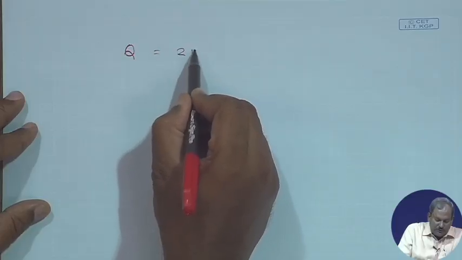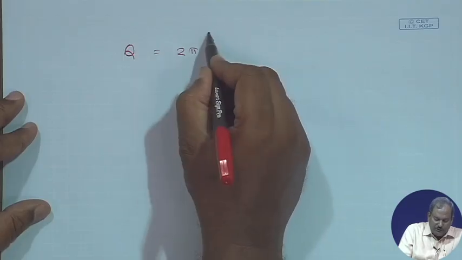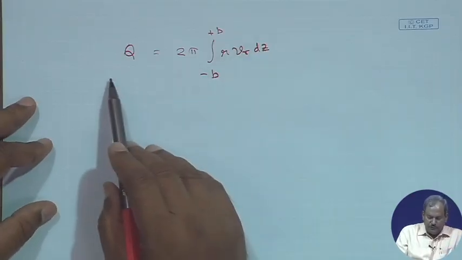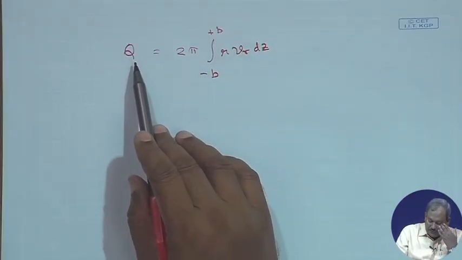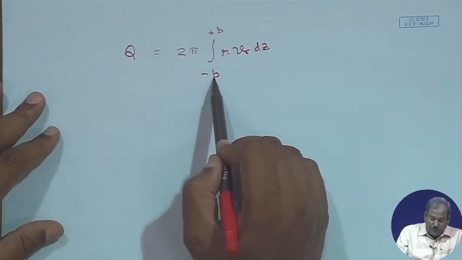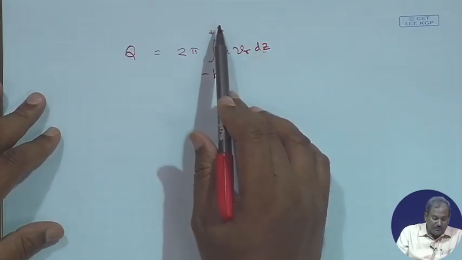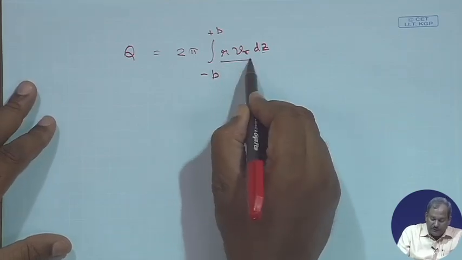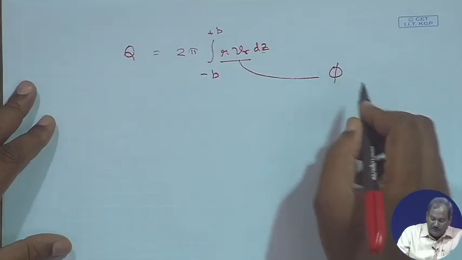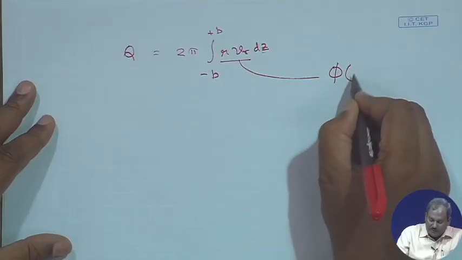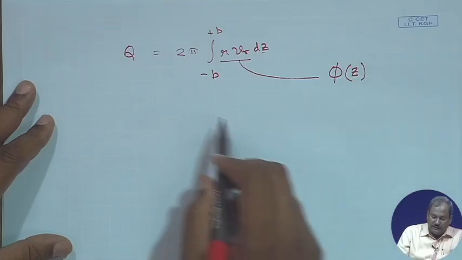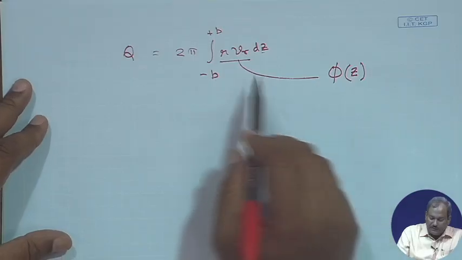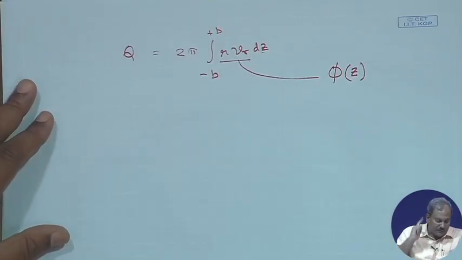So, the flow rate would simply be twice pi, integral from minus b to plus b, r Vr dz. So, this is the area averaged volumetric flow rate, where dz varies from minus b to plus b, and r Vr is simply equal to phi from our equation of continuity, and we understand that phi is a function only of z. So, this expression of Q is consistent with our understanding, and it follows the physics of the problem.